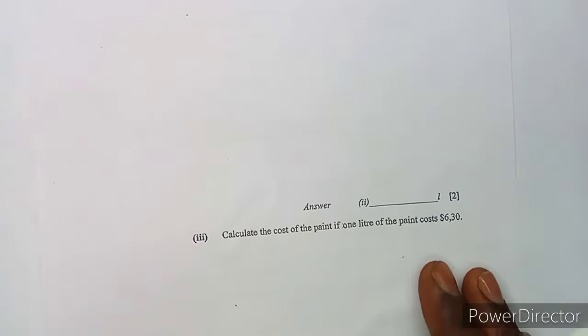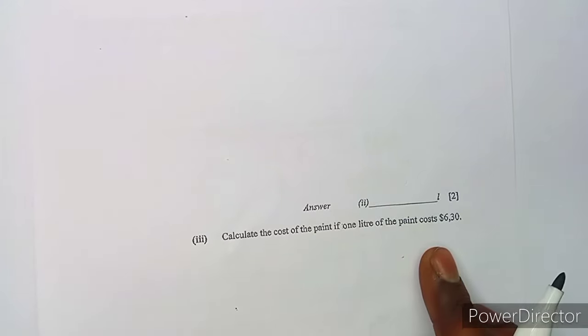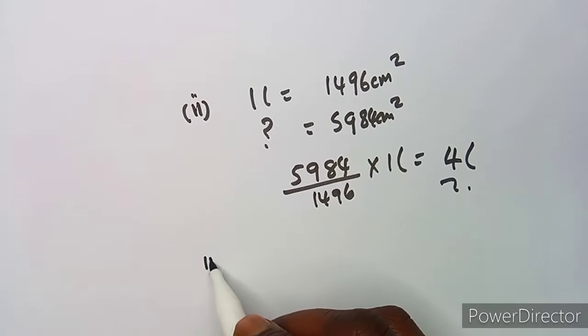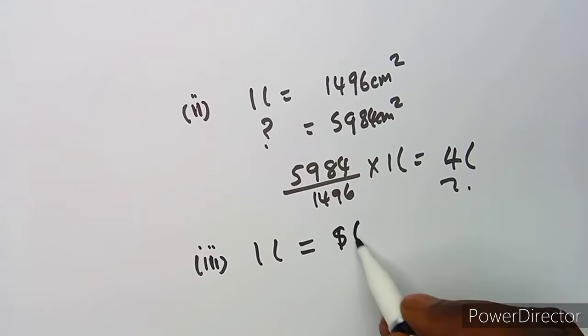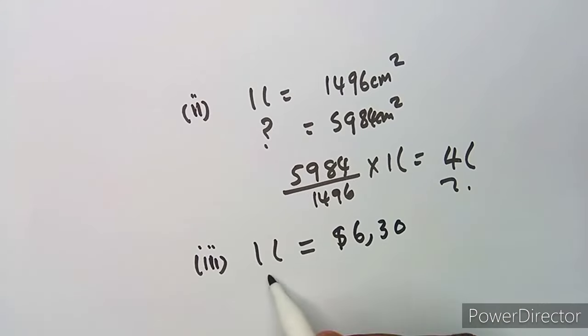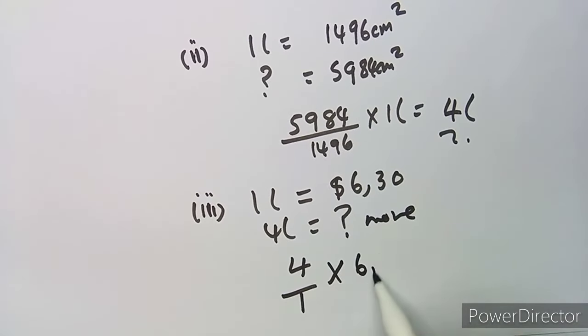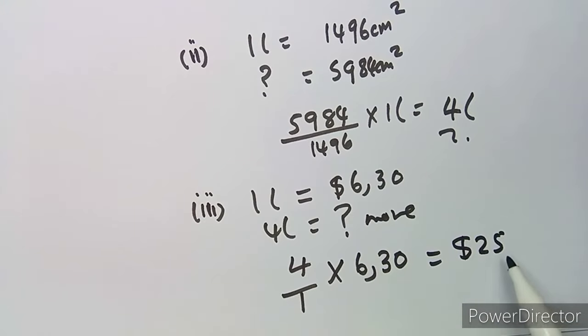And the cost of paint, if 1 liter costs $6.30. So how many are we going to need? We just need to multiply here, because 1 liter is going to cost you $6.30, and you've got 4 liters in this case. So using simple proportion, you multiply 4 over 1 times $6.30, which is going to give us $25.20 if you multiply properly there.